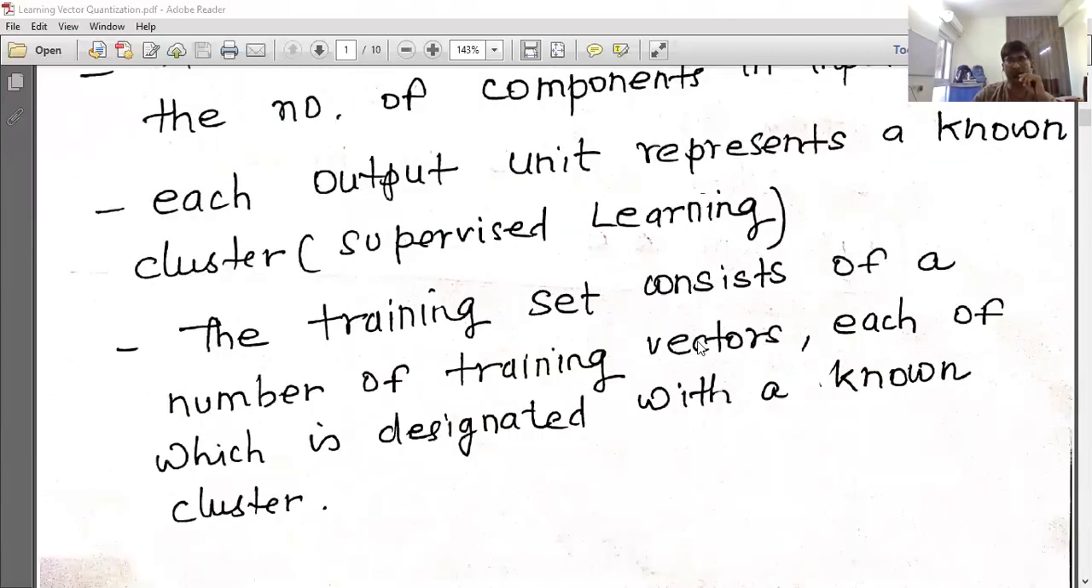Now, the training set will consist of a number of training vectors, each of which would be designated with a known cluster. So this would be the setup. We have training vectors, and we have known clustered output units defined for each and every input, right?